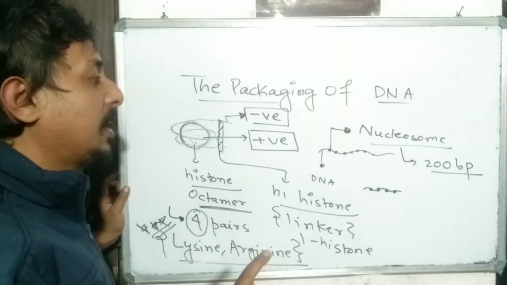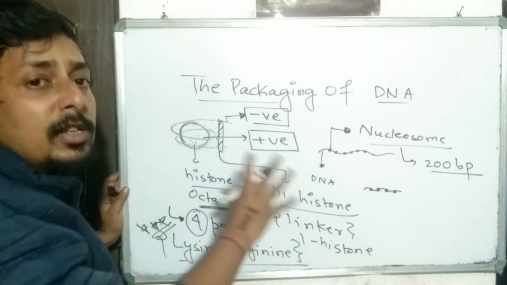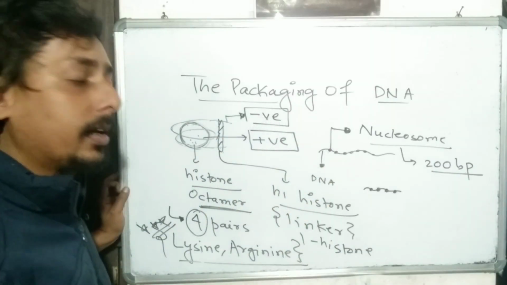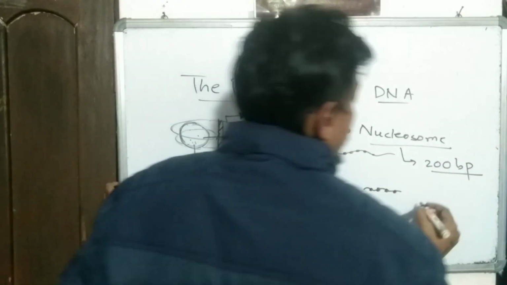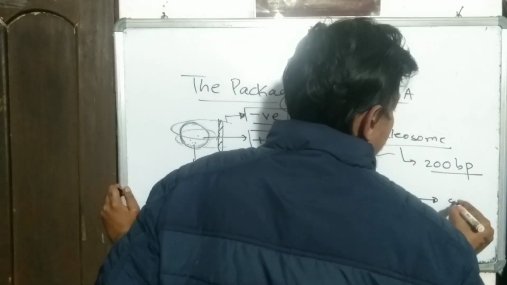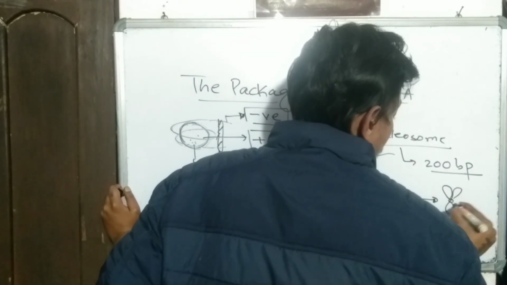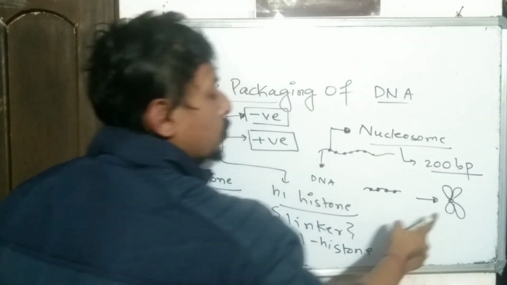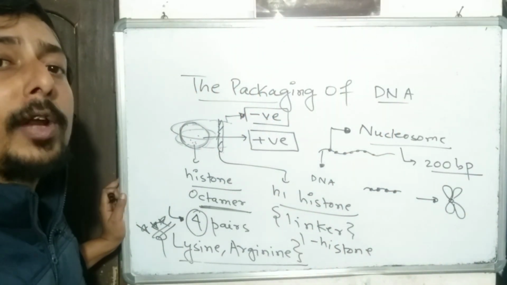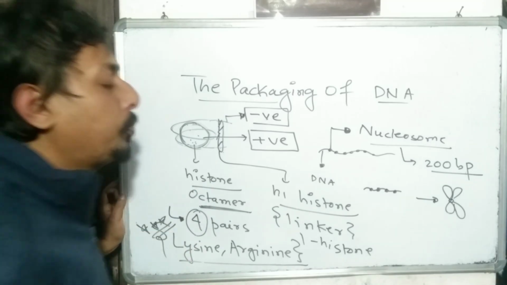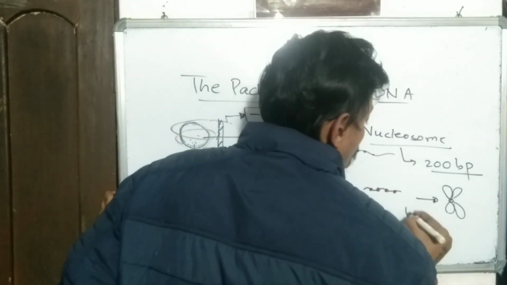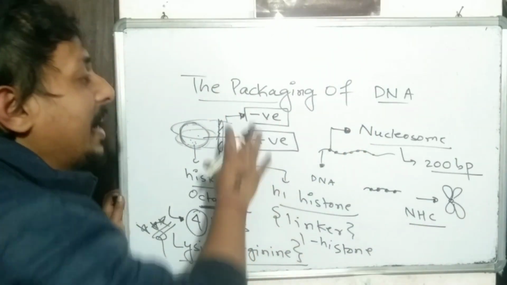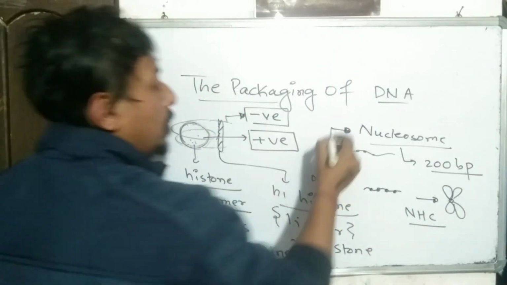But this coiling is not sufficient. The nucleosome coiling is not sufficient. We need to coil the DNA even further. You know, the chromatin material later becomes chromosome. Now this chromatin material, to convert into chromosome, needs extra proteins for coiling. These proteins are called non-histone chromosomal proteins. Again, for packaging of DNA in eukaryotes.